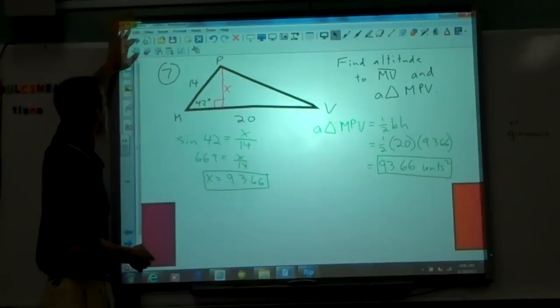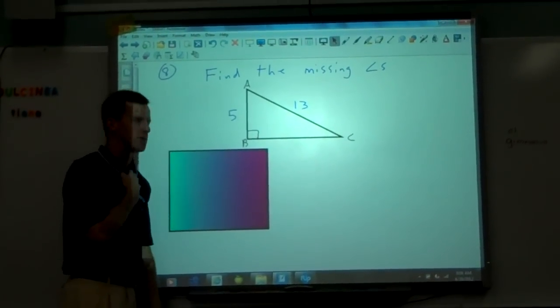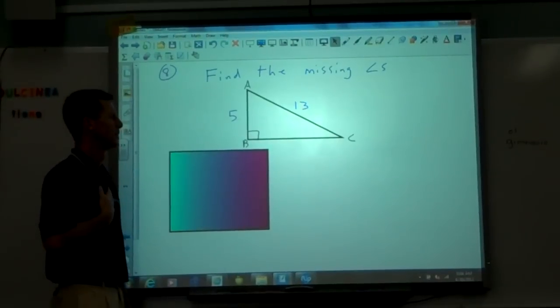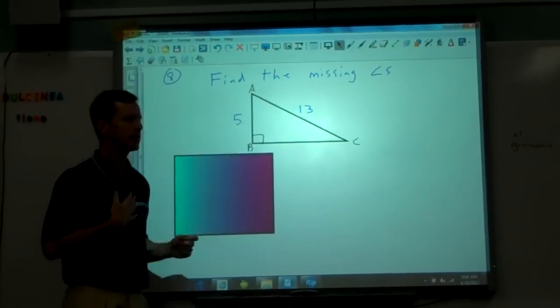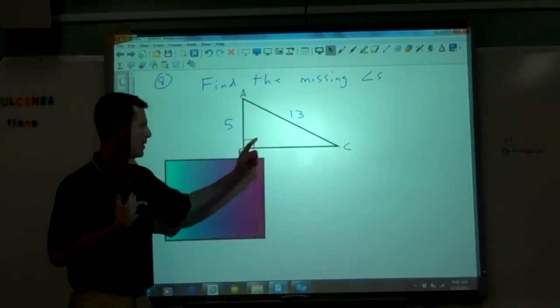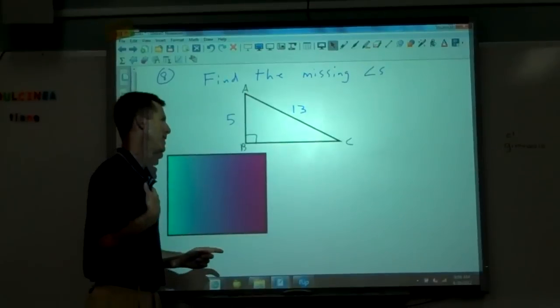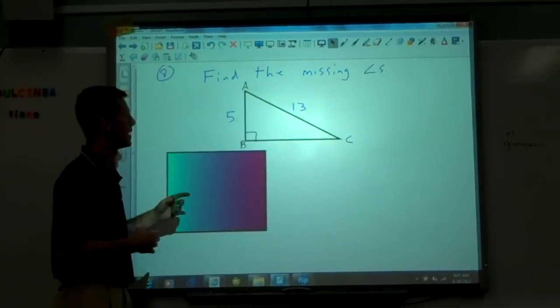Alright. And I believe we are to our last problem. Find the missing angles. Ooh. Well, what's BC? If this is a right triangle? That's right, it's a triple, folks. It's a triple. What's BC? BC is going to be 12. Yes, it's 12. Okay, so find the missing angles.